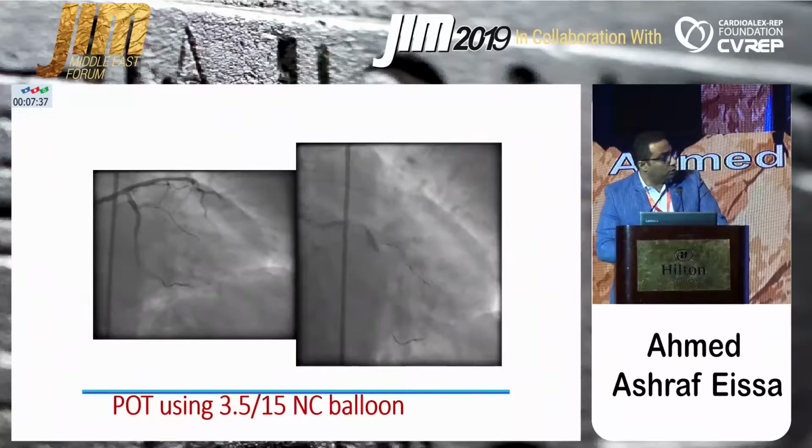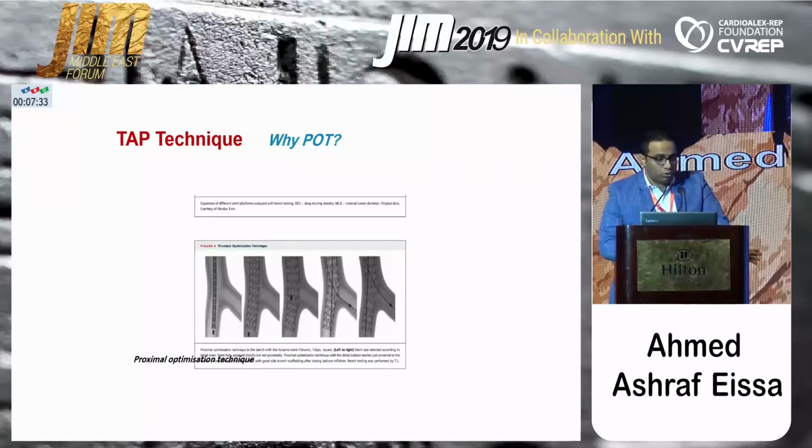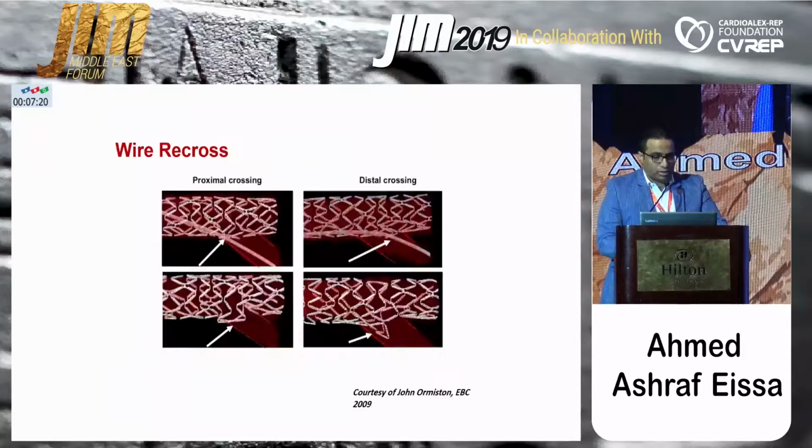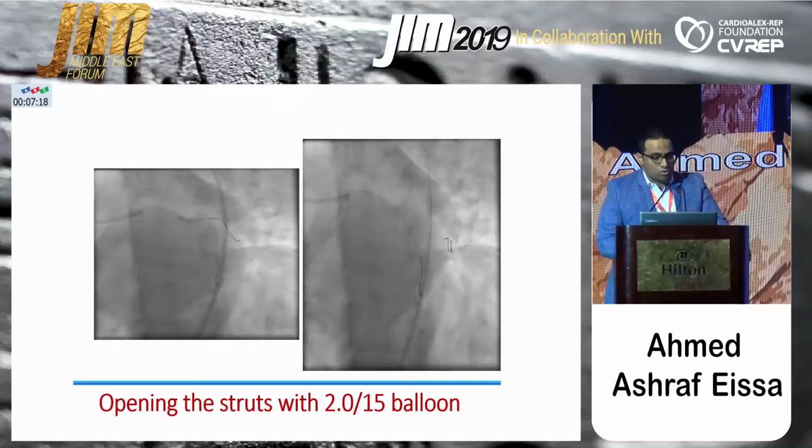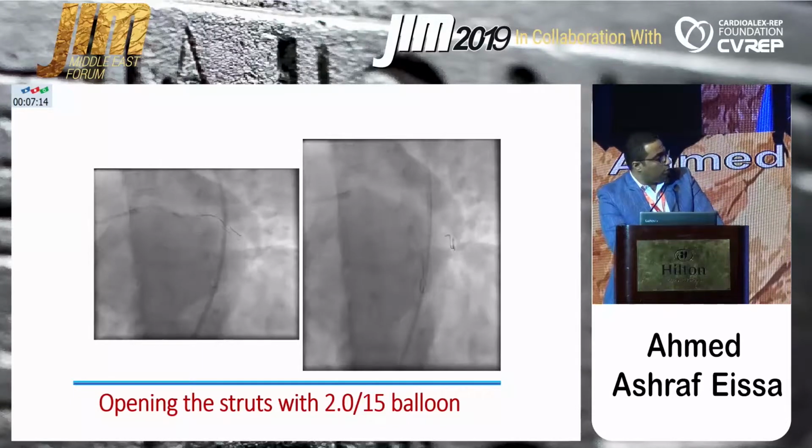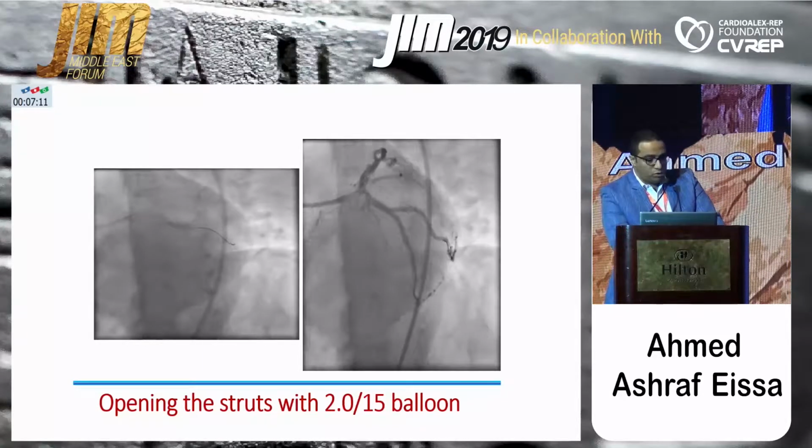Then I put the proximal part of the stent. While we are doing it, proximal optimization is very mandatory in two-stent technique to avoid recrossing of the wire behind the struts of the proximal part of the stent. So I recrossed and opened the struts by using a 2.0 by 15 balloon.